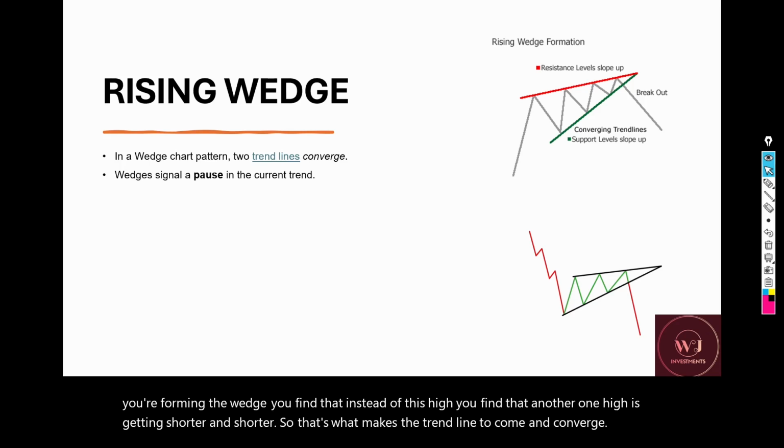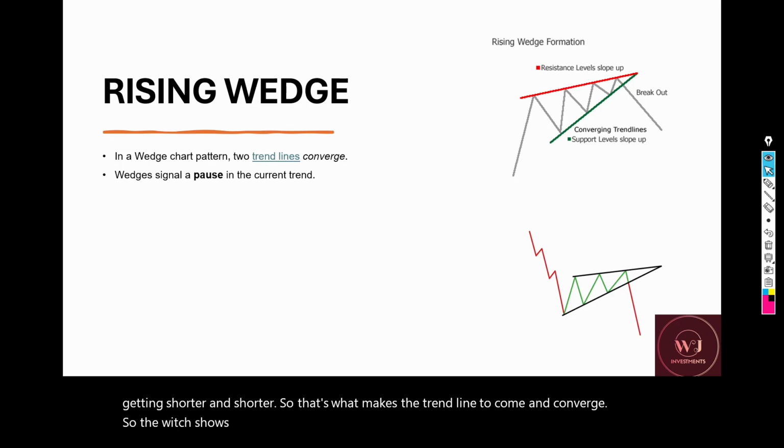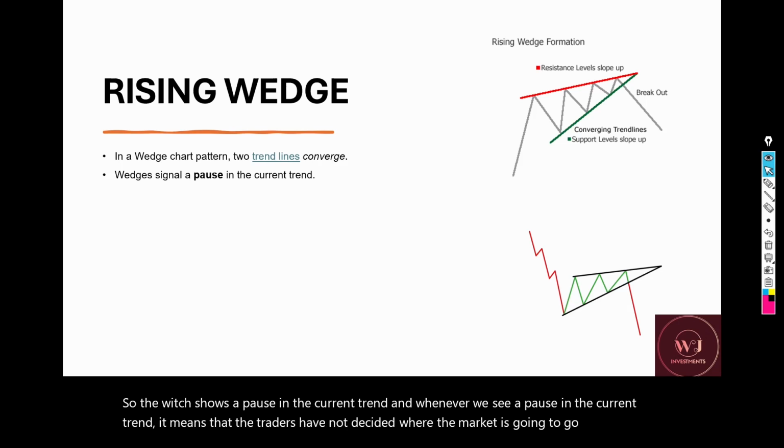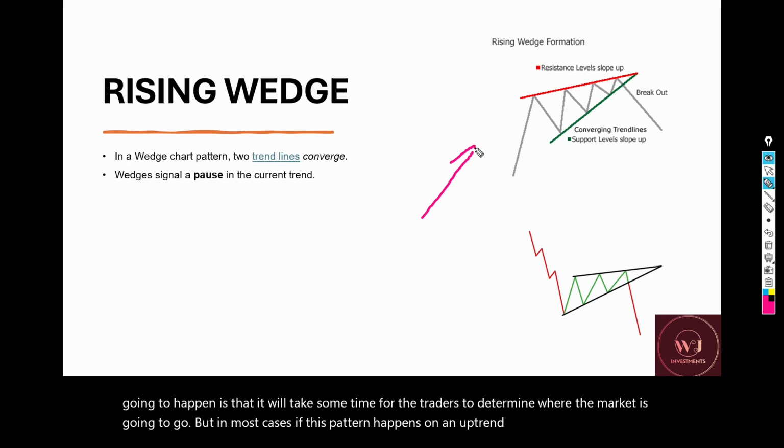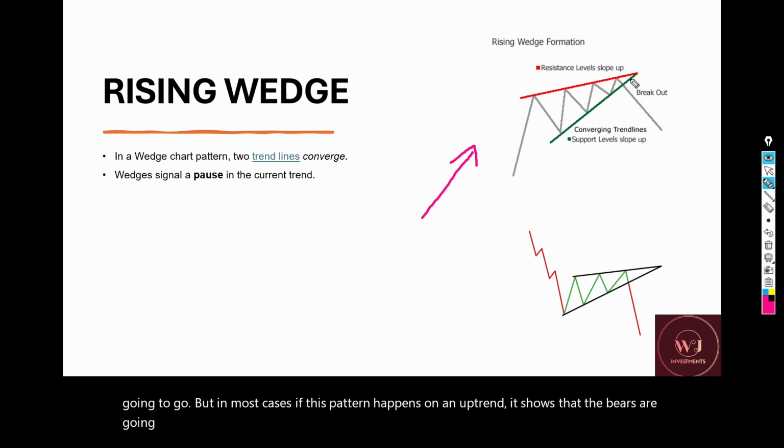So the wedge shows a pause in the current trend, and whenever we see a pause in the current trend, it means that the traders have not decided where the market is going to go. It will take some time for the traders to determine where the market is going to go. But in most cases, if this pattern happens in an uptrend, it shows that the bears are going to take control, and therefore you get a trend reversal.